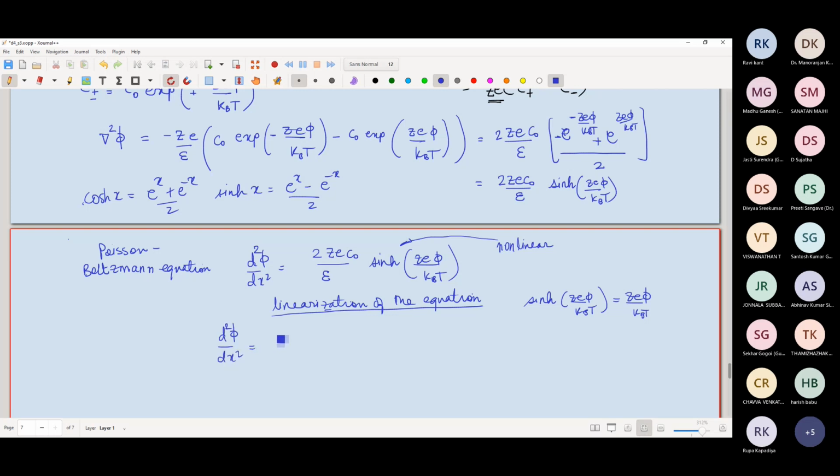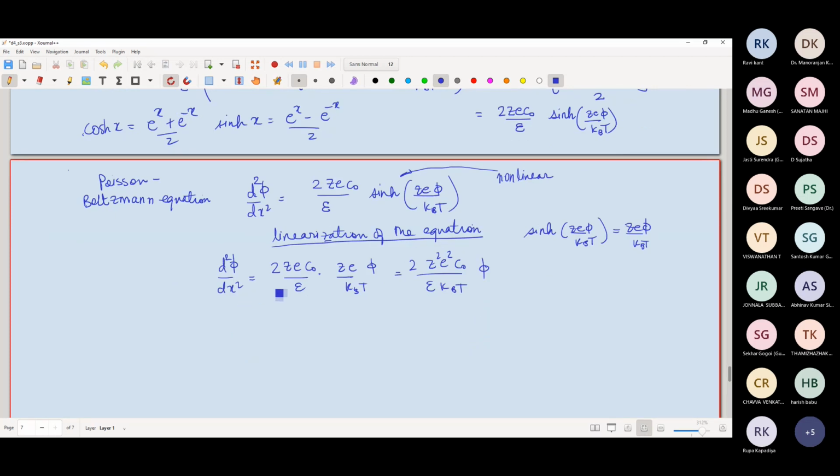d²φ/dx² is equal to 2Zec₀ over ε times Zeφ over kBT. This becomes 2Z²e²c₀ over εkBT times φ. So we can write it like this. Linearization is valid for small φ's only. Yes, I'll come to that. I have rewritten this equation in this particular form.